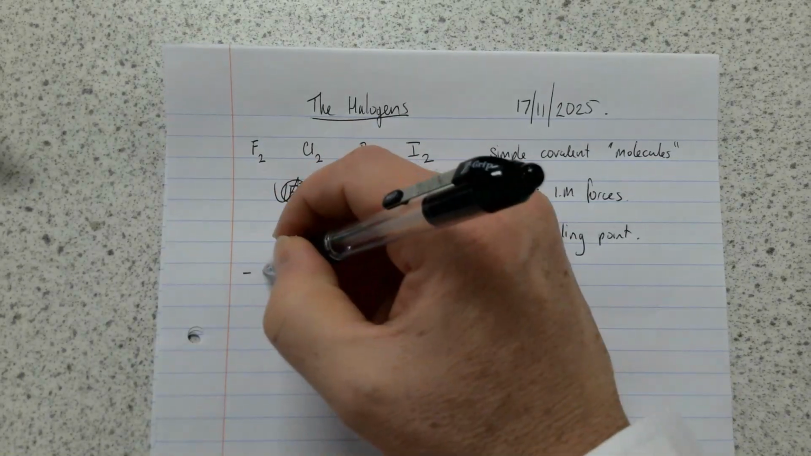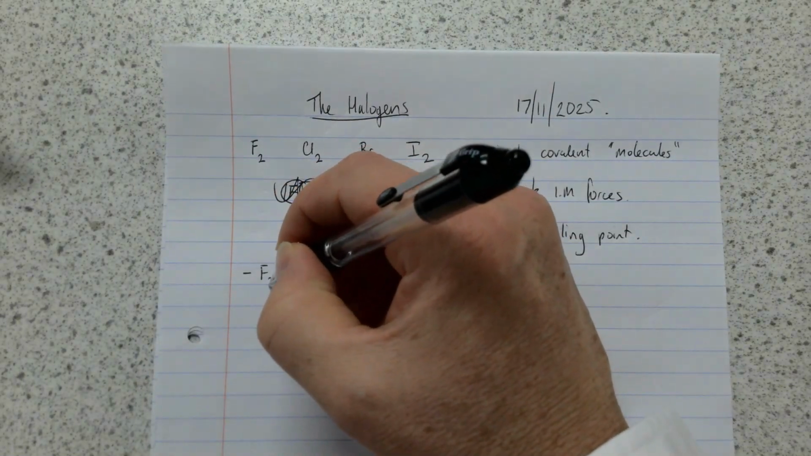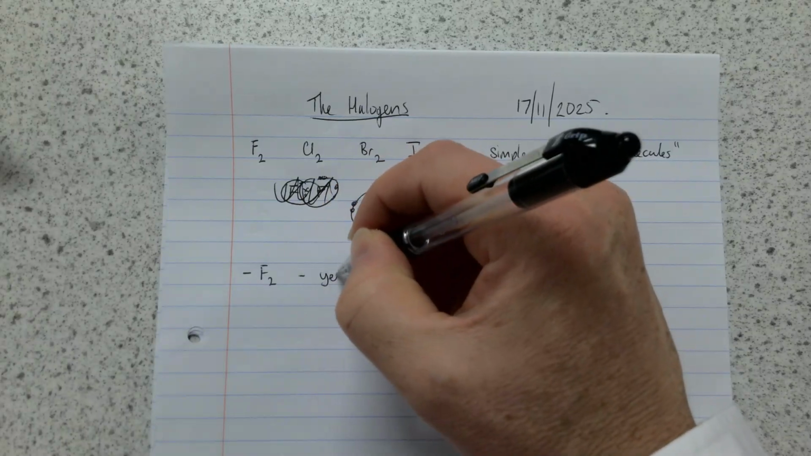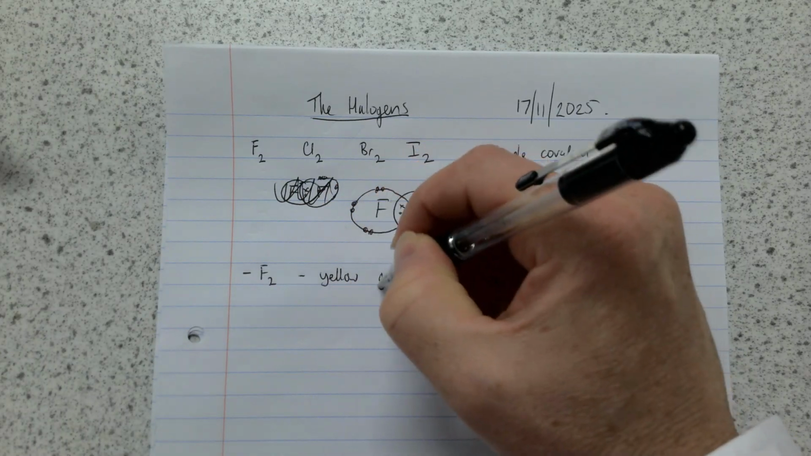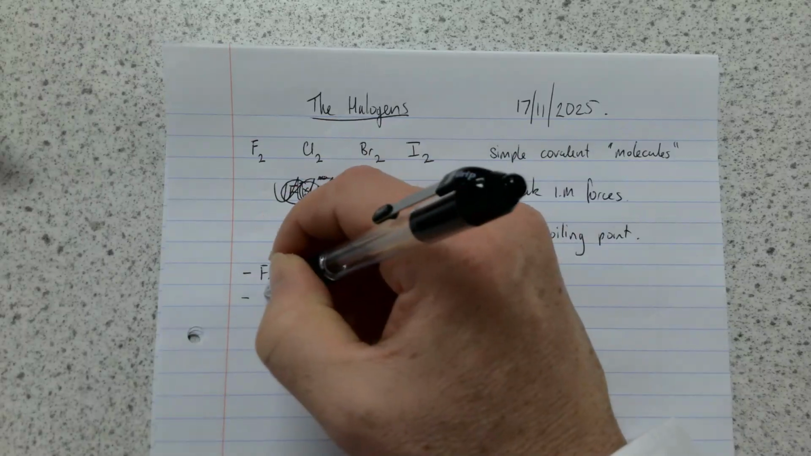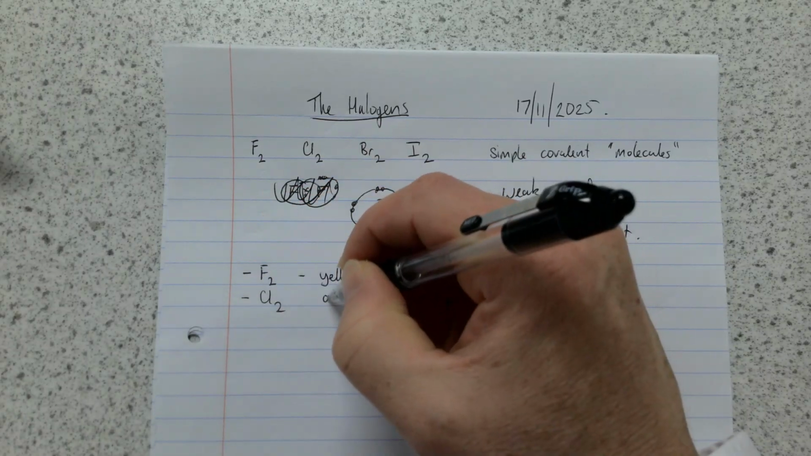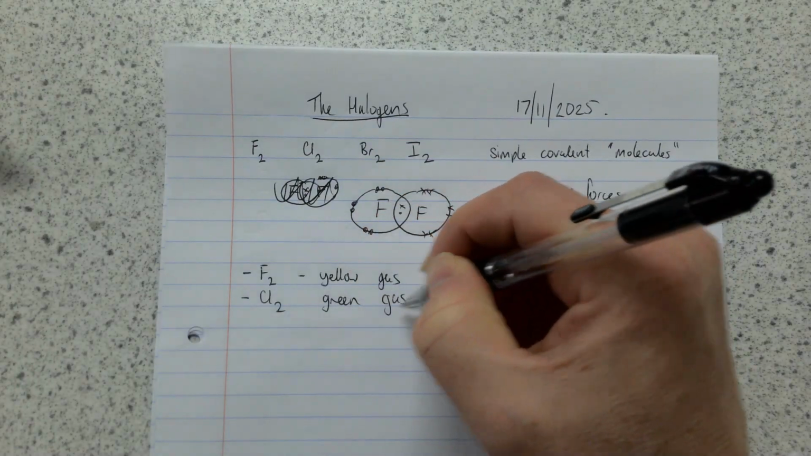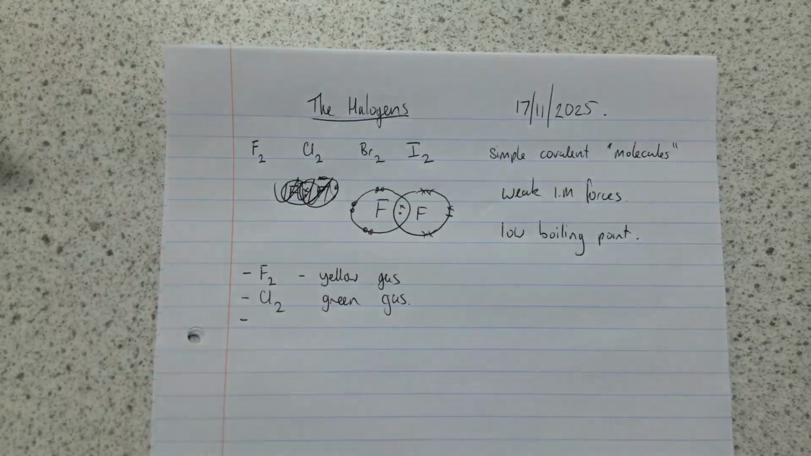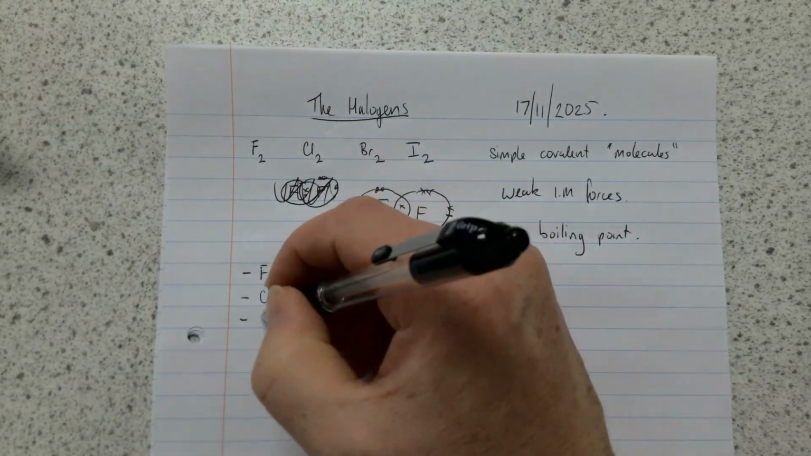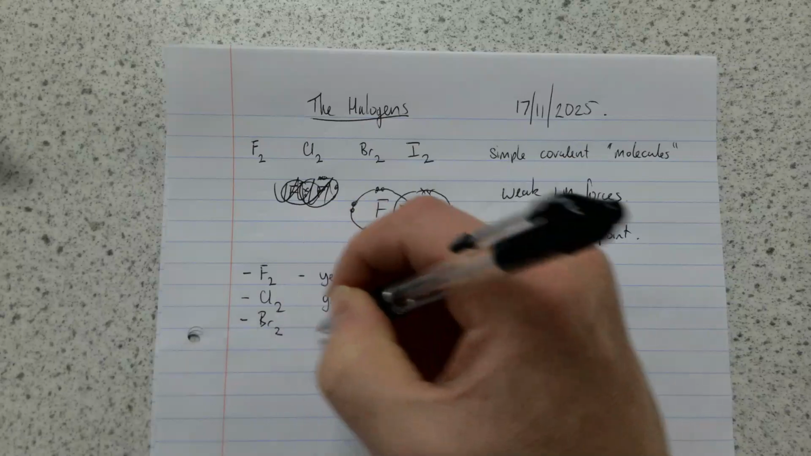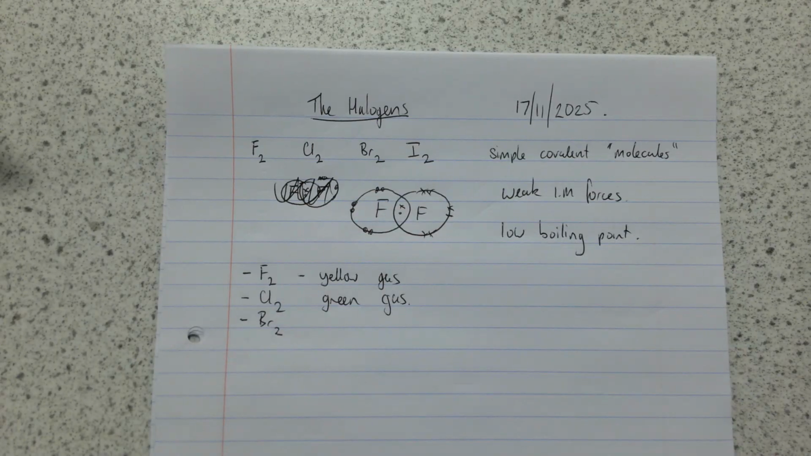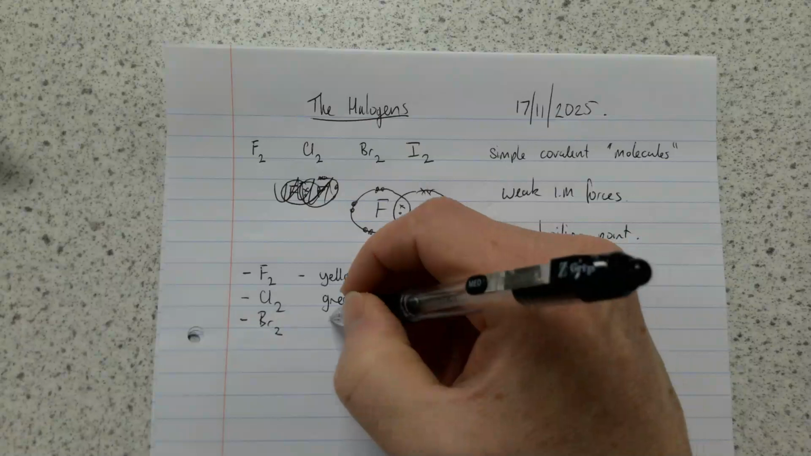I need you to know some detail. I'd like you to know that fluorine's a yellow gas. I'd like you to know that chlorine's a green gas. I particularly want you to notice that they're all coloured. They've got this thing in common. We're showing again that elements from the same group of the periodic table have similar properties.